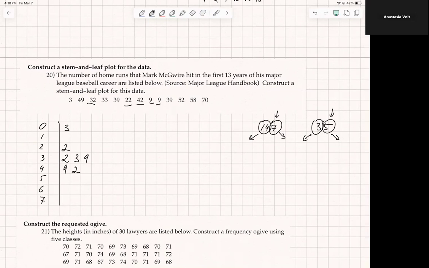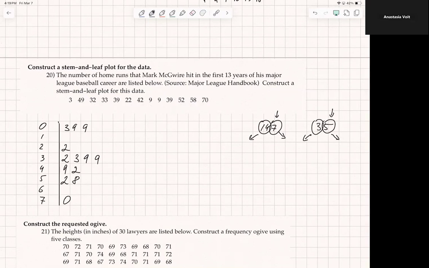Now 9 and 9. Okay, so if we have ones, that's the same thing as 09, 09, right? So we would put those in the first row since those are just ones. Then we have 39, which goes here. 52, so 5 goes to the stem, 2 goes to the leaf. 58, 5 goes to the stem, 8 goes to the leaf, and the last one is 70. 7 goes to the stem, 0 goes to the leaf. Okay, so now let me erase that.